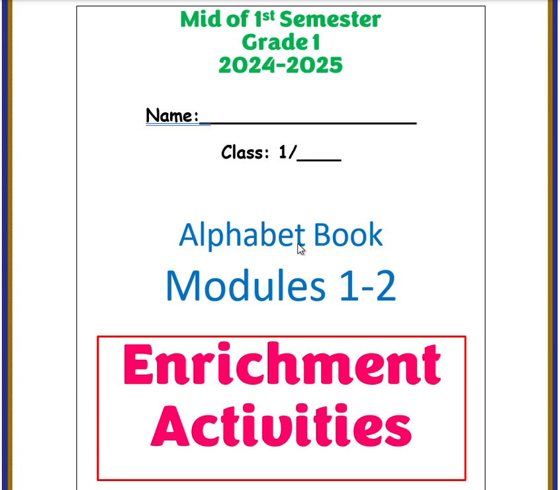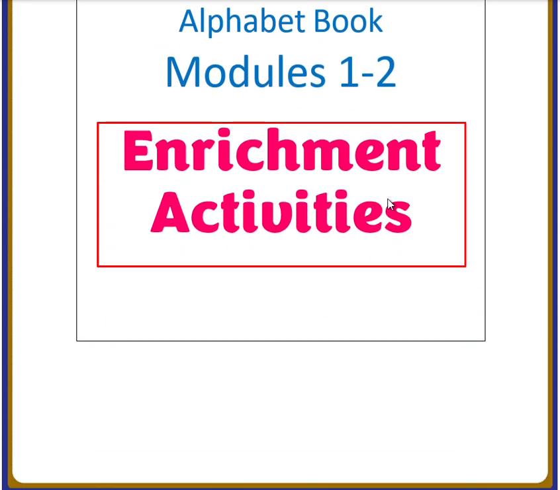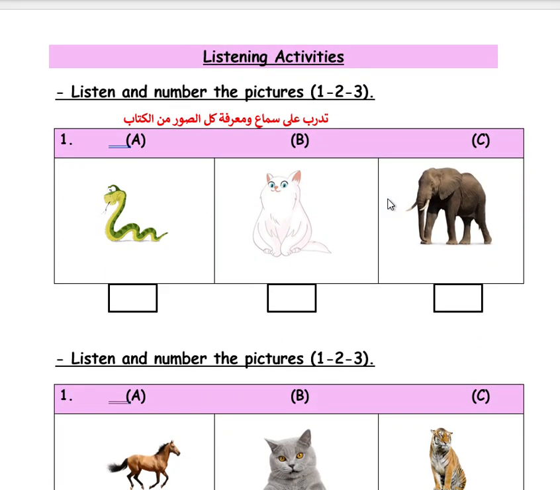In this video, we are going to answer the enrichment activities. Let's start with the listening activities. It says here, listen and number the pictures. 1, 2, 3. As you can see, we have 3 pictures right here. You have to number them. 1, 2, and 3. Okay, let's start.